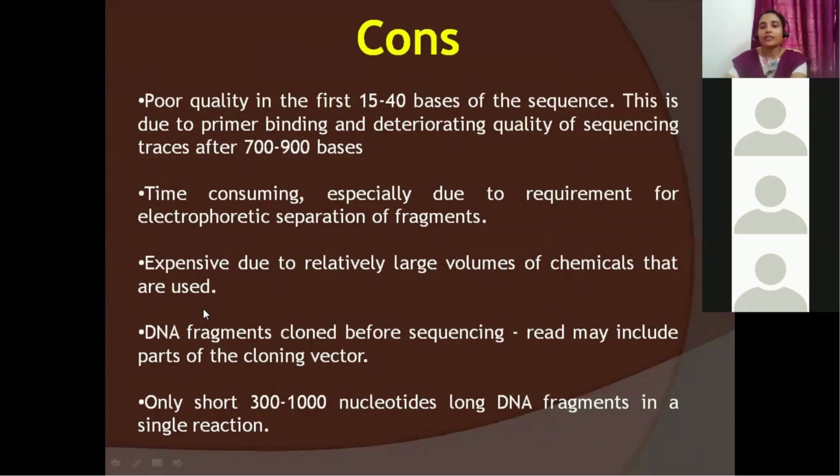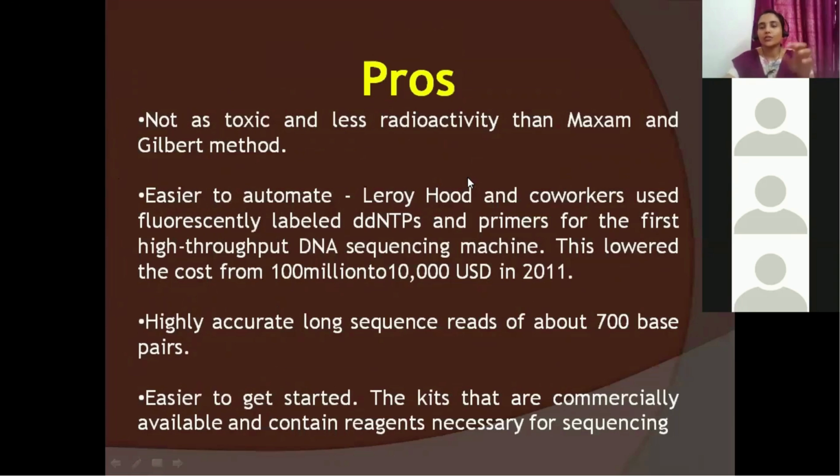We'll just go through the pros and cons. Pros means advantages, cons means disadvantages. So the pros: it is not as toxic and has less radioactivity than Maxam-Gilbert. Maxam-Gilbert is the next method that we are going to learn, the chemical degradation method. So compared to that, this is a little less toxic and a little less radioactive. Then it is easier to automate.